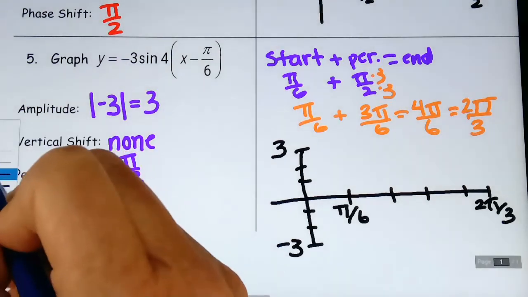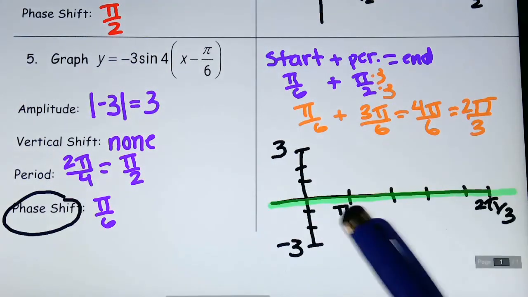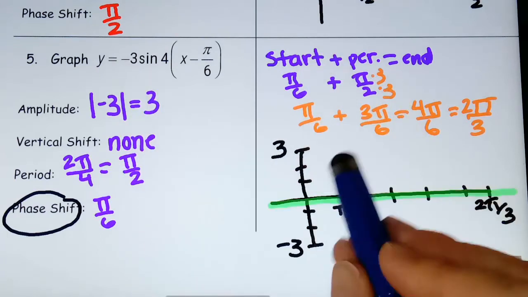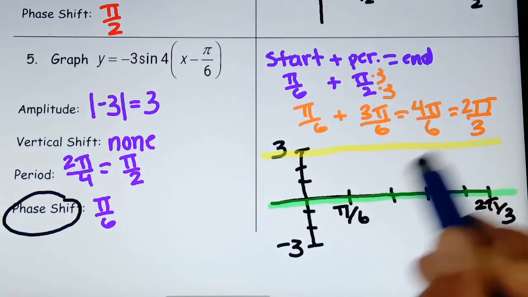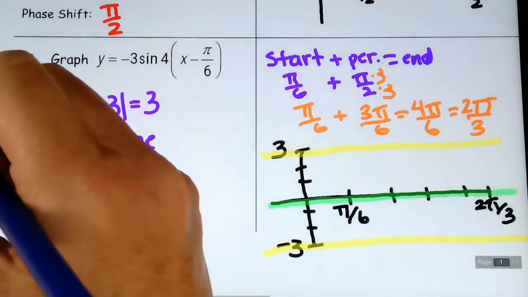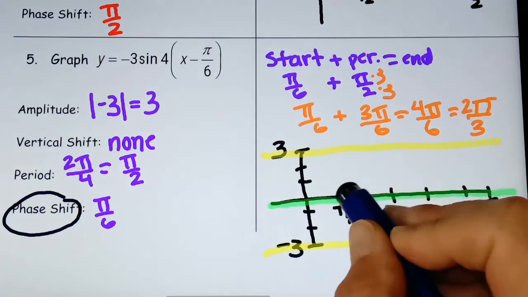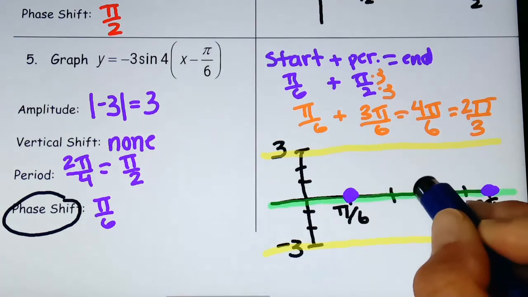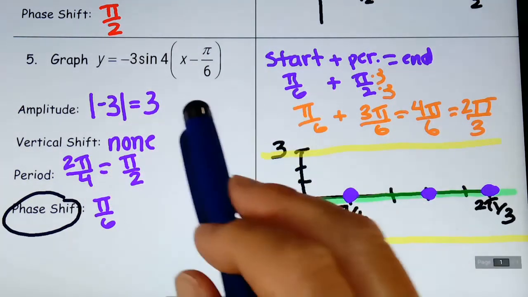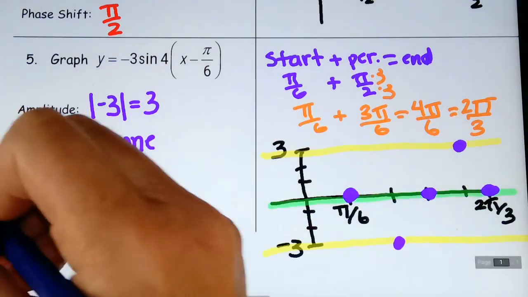And for this one, I did not have a vertical shift, so this is where my zeros are going to be, on the x-axis. And then because of my amplitude being 3 in opposite value, I'm going to be going 3 above and 3 below. So that's going to be my high and low. So now I'm going to do my start and my end. I start at 0, I end at 0, and halfway in between is 0. And then in between these, I would normally go up, but because this is negative, I'm going to go down. And because it's a -3, I'm going to go down 3. And then here, I'm going to go up 3. And there's my graph.